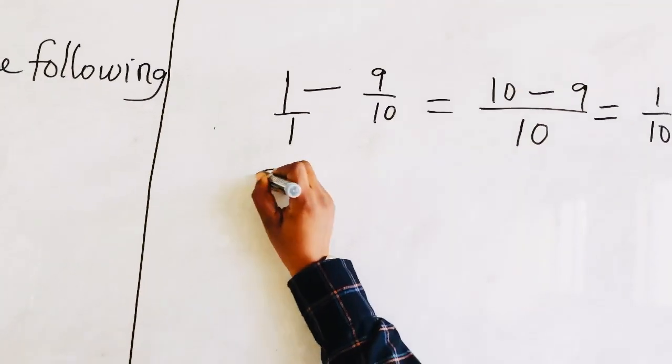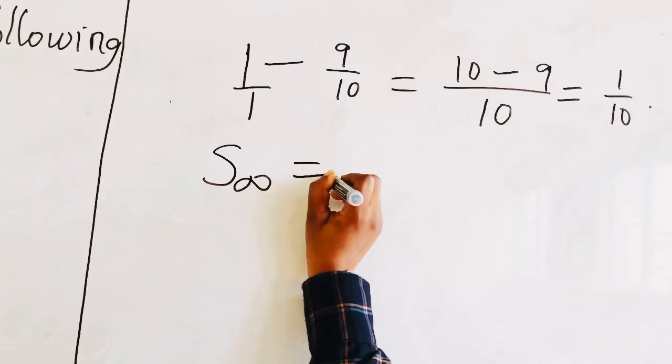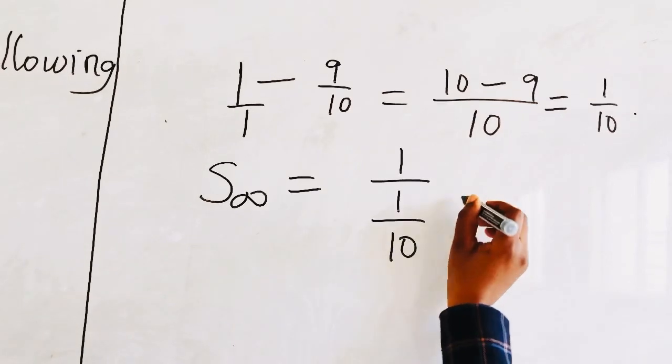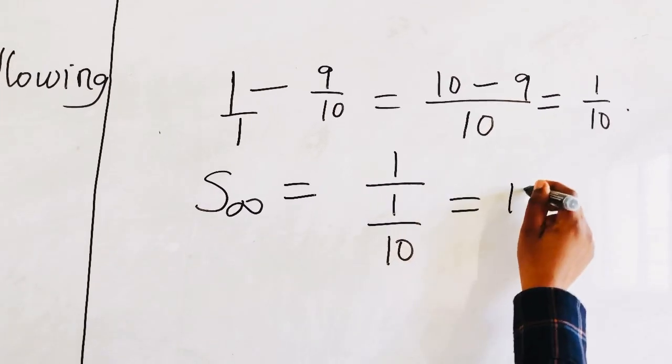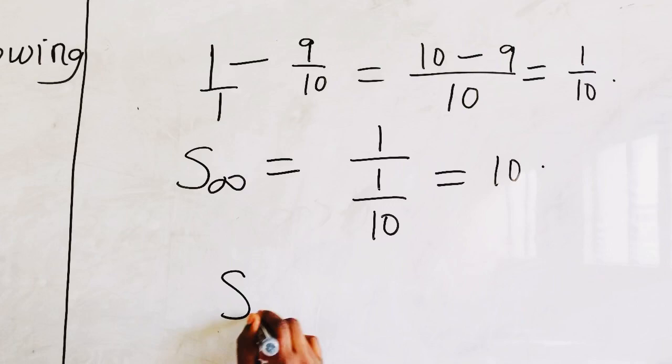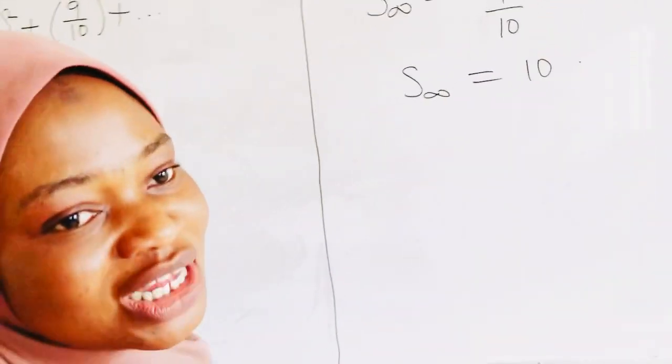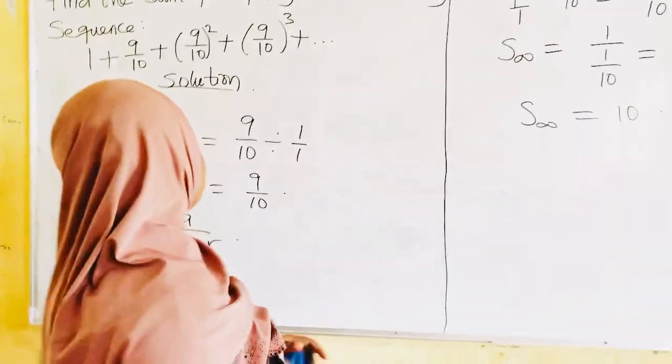So the sum of infinity will now be equal to 1 over 1 over 10. That is the inverse of 1 over 10, so the answer is equal to 10. So the sum of infinity is equal to 10. Okay, you see, it's very simple. So let's solve another example.